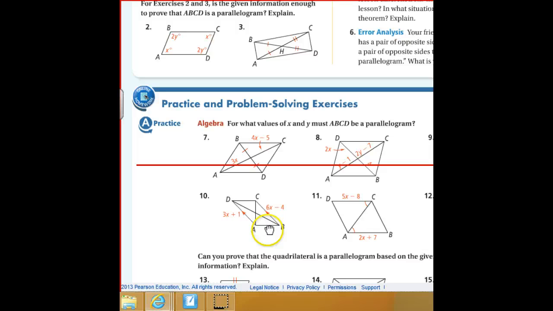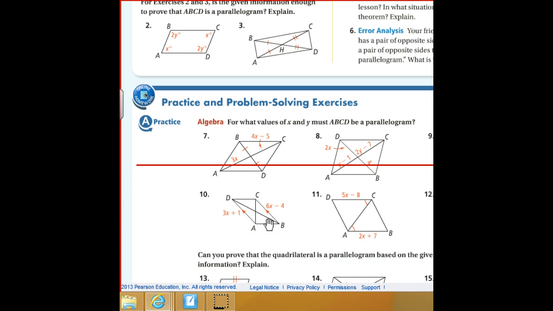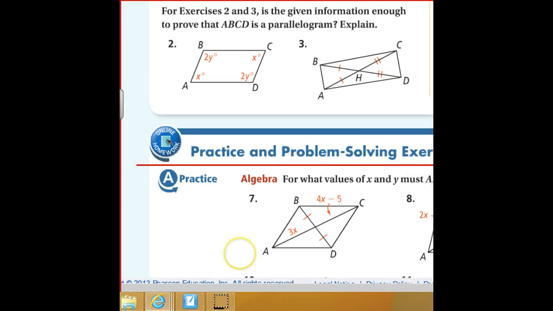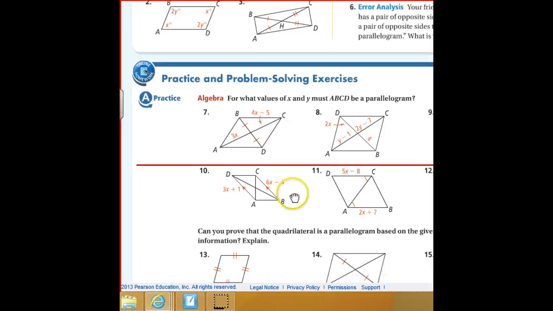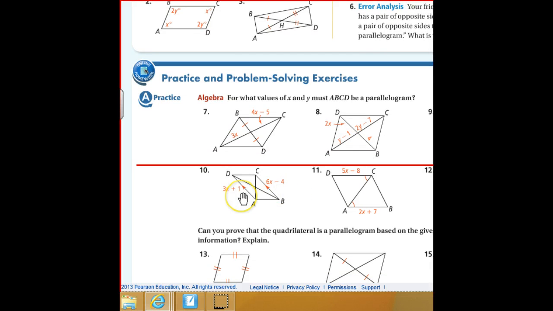In number 10, we can see that in this one, if it's going to be a parallelogram, we could assume that opposite sides are congruent, so AD and BC are both going to be congruent to each other. So 3x plus 1 must equal 6x minus 4. Solving, now we get 3x equals 5, so x would equal 5/3.